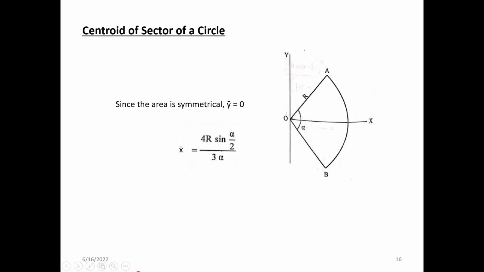And this is a direct equation for the centroid of a sector of a circle. This is a sector of a circle, and it is a symmetrical area with respect to the horizontal. For this one, we have x bar equal to 4r sin(alpha by 2) divided by 3 alpha, as the direct equation for the centroid of a sector of a circle.